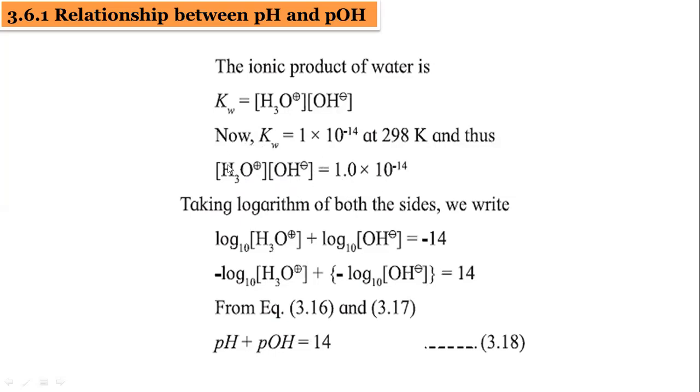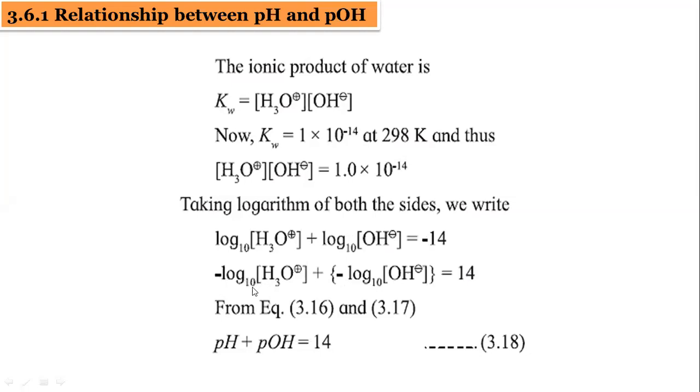This is taken from the ionic product of water. So by taking the logarithm of both sides of the equation, we will write log to the base 10 of H3O+, because multiplication is there, plus log 10 of OH- ions, is equal to minus 14, because the log of 1.0 × 10^-14 is minus 14. By multiplying this equation by minus 1, it will be minus log 10 H3O+, minus log 10 OH- is equal to plus 14.